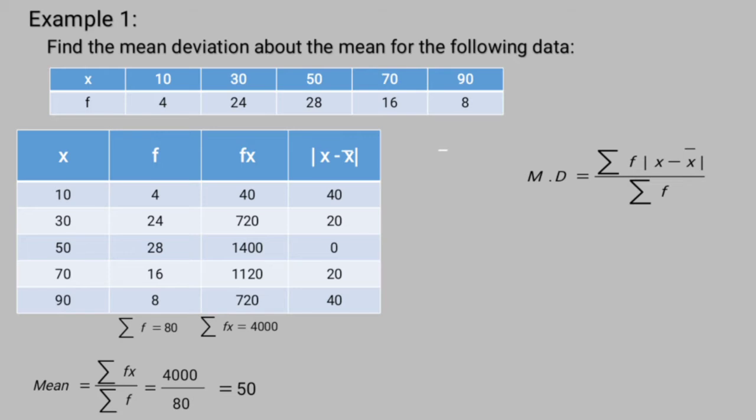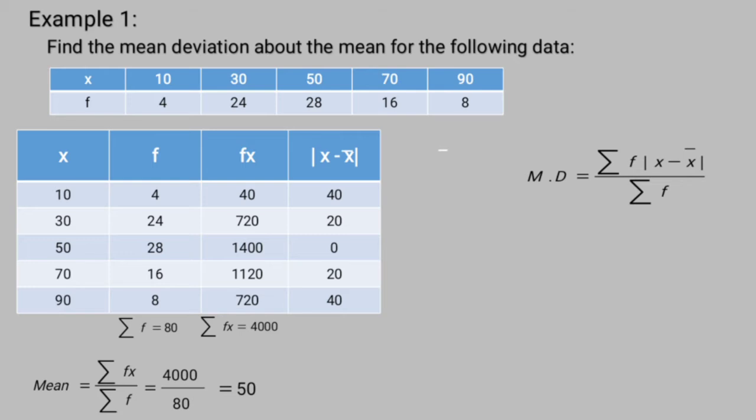Here x is 10, so 10 minus 50 is minus 40. But here I have a modulus, so I take only the magnitude, that is 40. In the same way, 30 minus 50, because 50 is the mean value, is minus 20. The modulus is given, so I write only 20. 50 minus 50 is 0. And 70 minus 50 is 20, modulus 20, so I write 20. And 90 minus 50 is 40.